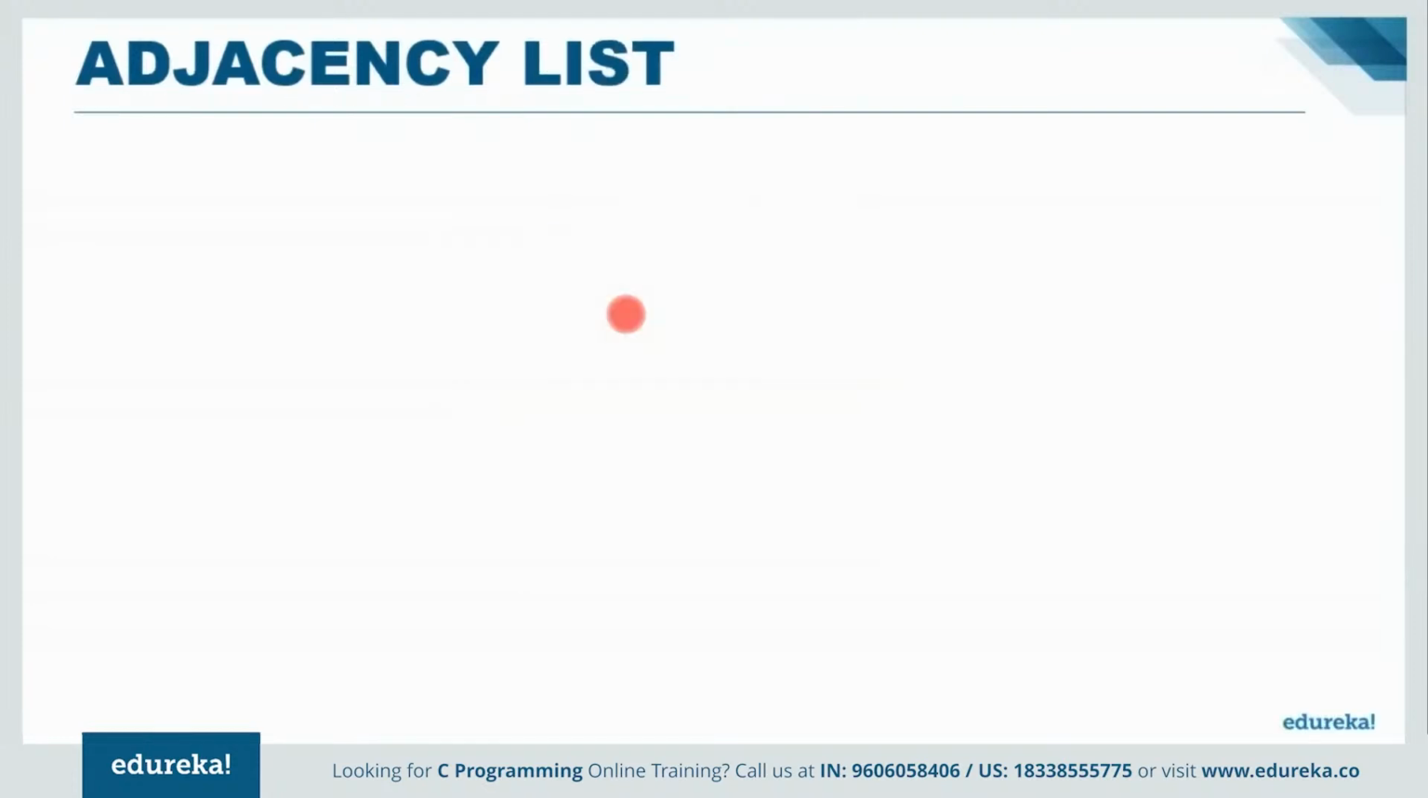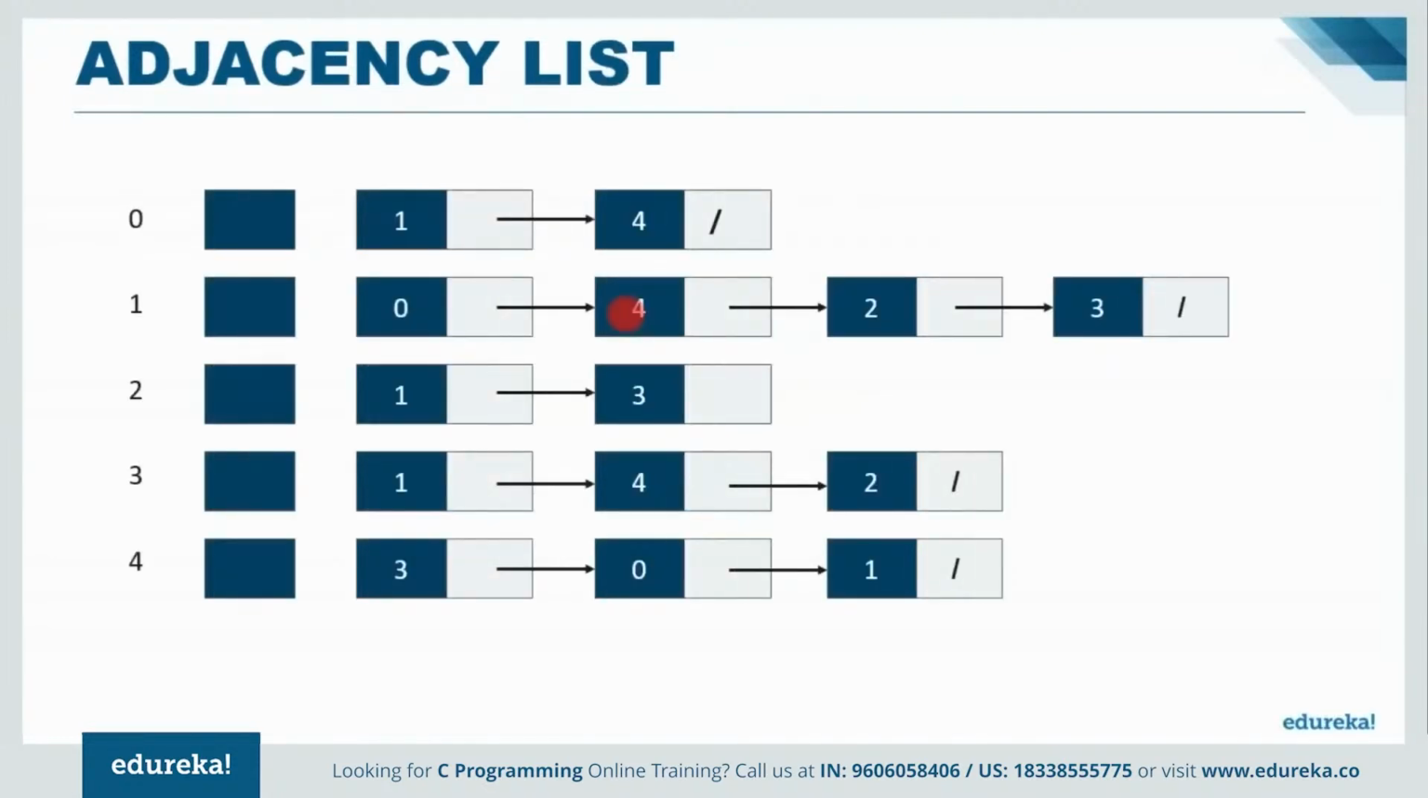And similarly the adjacency list. Adjacency list is nothing but a linked list which will show the links between the nodes. So 0 to 1 we had a link, and 0 to 4 we also had a link.